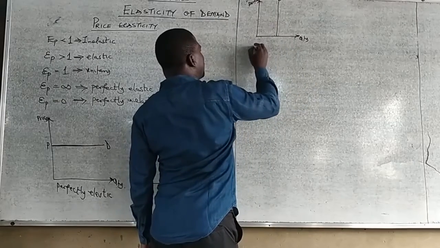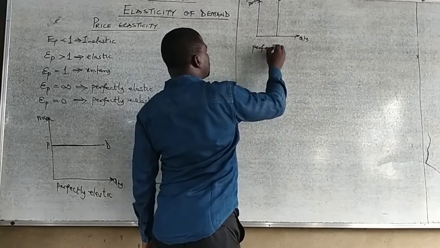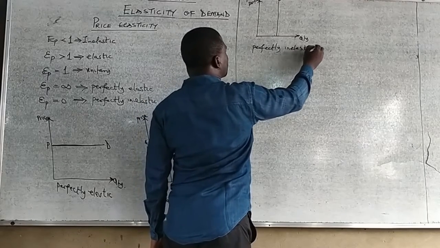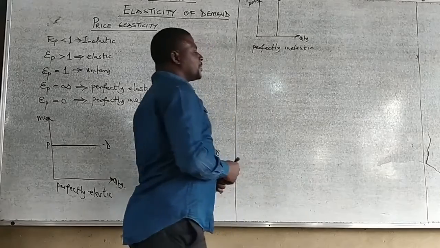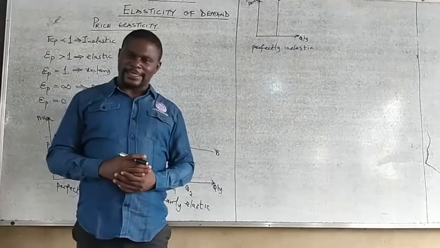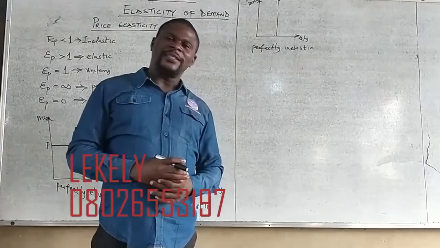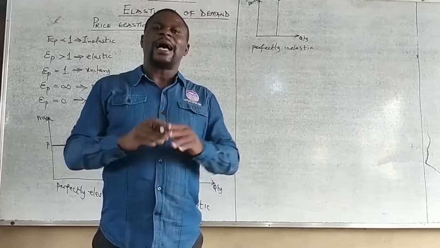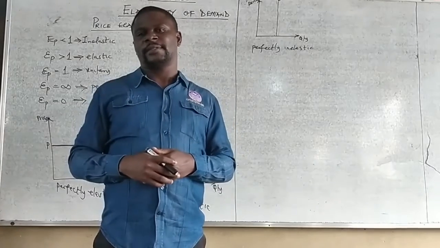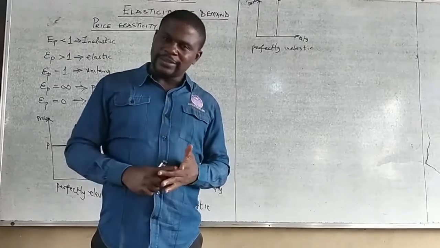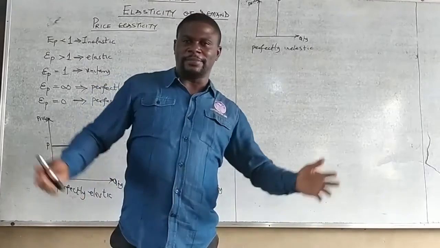Now this is perfectly inelastic. Demand for a product is said to be perfectly inelastic when the same quantity is demanded at different prices. Whether the price is 10,000, 50,000, or 1,000, the same quantity is demanded.